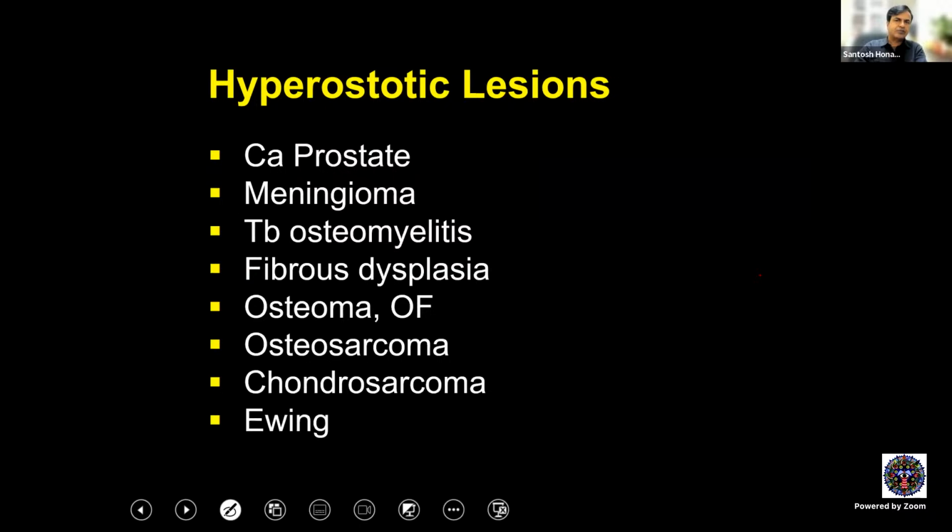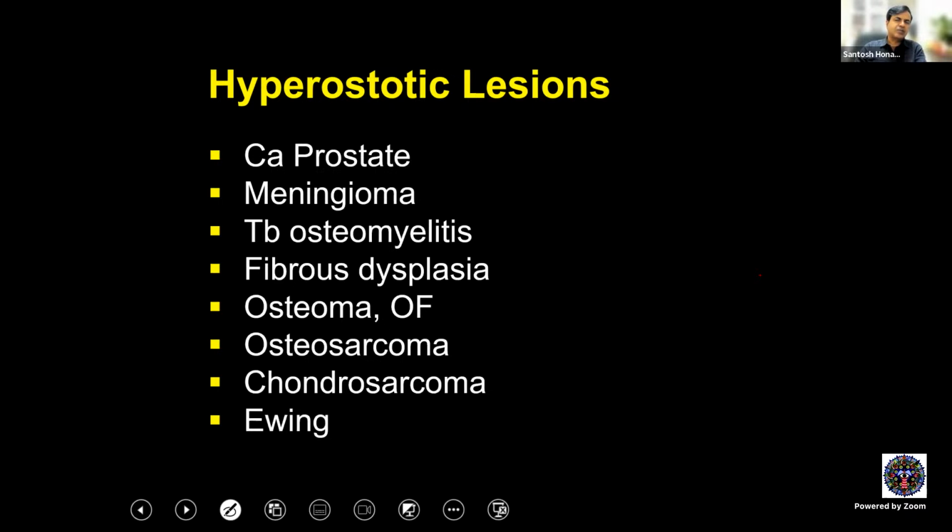Quickly, a list of differential diagnosis for hyperosteotic orbital lesion: CA prostate metastatic, meningioma is hyperosteotic, tubercular osteomyelitis chronic hyperosteotic, fibrous dysplasia, osteoma, ossifying fibroma, osteosarcoma, chondrosarcoma, chondroma, and Ewing's. All these are hyperosteotic lesions in the orbit.